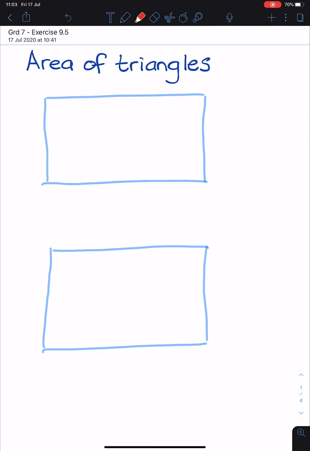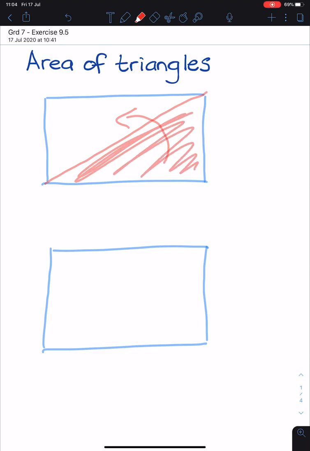Good morning, grade 7s. Last lesson we cut out rectangles and triangles and stuck them in our books to prove that a triangle is half the area of a rectangle. So what we did last time was we cut our triangle in half diagonally. And when we folded this piece back onto that piece, it was exactly the same size and it covered it. So that meant that this triangle here is half of the rectangle.